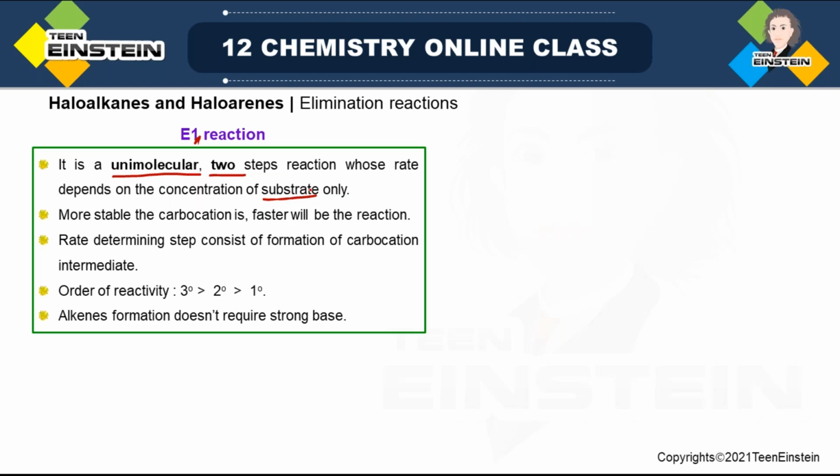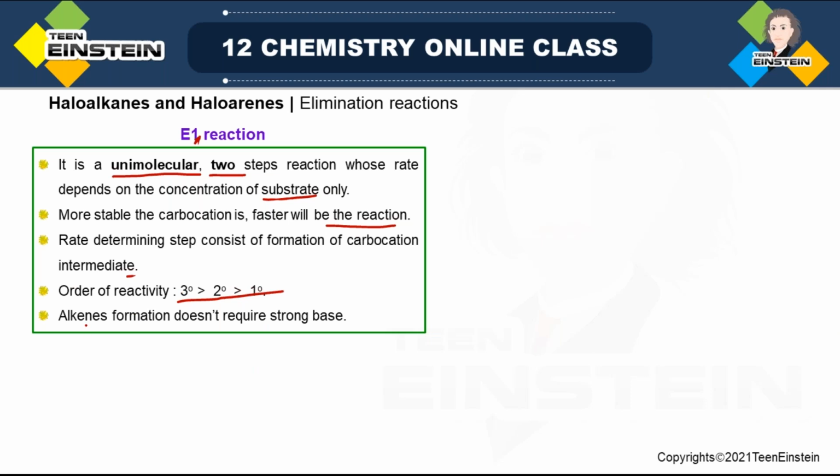So right now, as it is elimination reaction, we will use the term base, not nucleophile. You can use the term nucleophile when the discussion is related to substitution, but when it is related to elimination, you have to consider the term base. The more stable the carbocation is, the faster will be the reaction according to the mechanism of E1. So you can find some similarity with SN1. Rate determining step consists of formation of carbocation intermediate. This is also just like SN1. Order of reactivity is also like SN1.